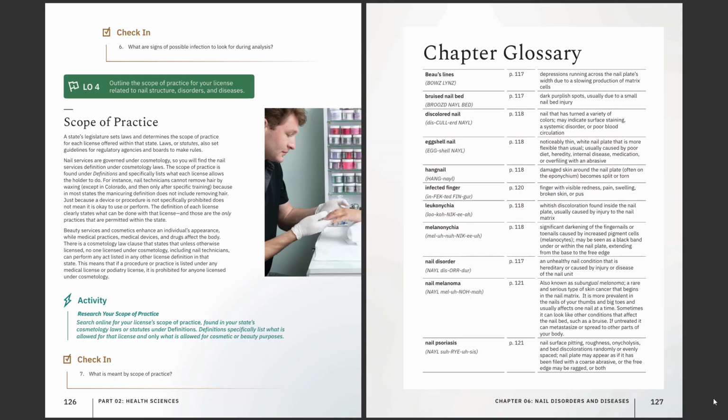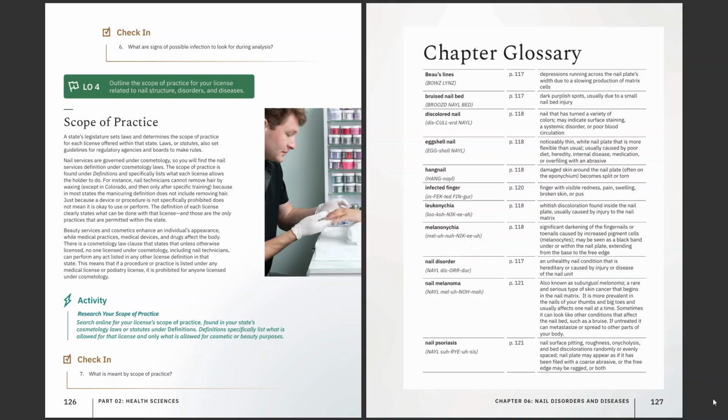Learning objective number 4. Outline the scope of practice for your license related to nail structure, disorders, and diseases. Scope of practice. A state's legislature sets laws and determines the scope of practice for each license offered within that state. Laws or statutes also set guidelines for regulatory agencies and boards to make rules.